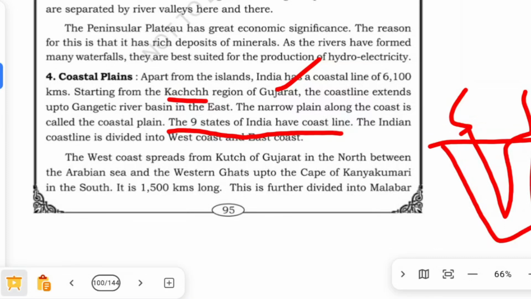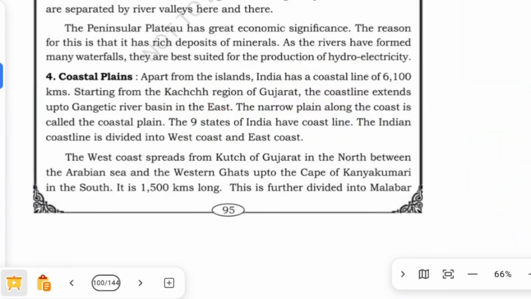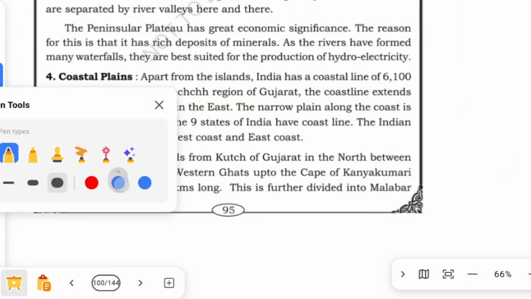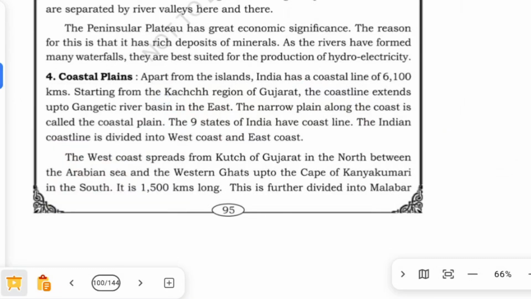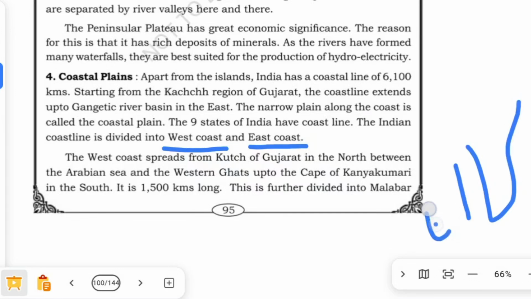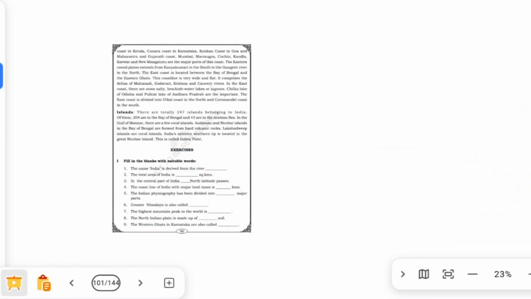Completely 9 states in India have the coastline. How many states have the coastline? That is 9. And India's coastline is divided into west coast and east coast. As I said, this is called the east coast and this is the west coast. So Kutch, Gujarat, and north between the Arabian Sea and the Ghats up to Cape Kanyakumari. So that is the south. You'll understand.